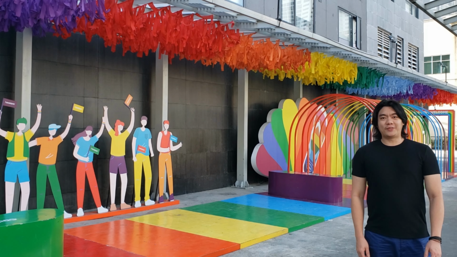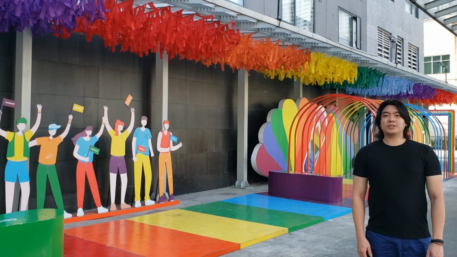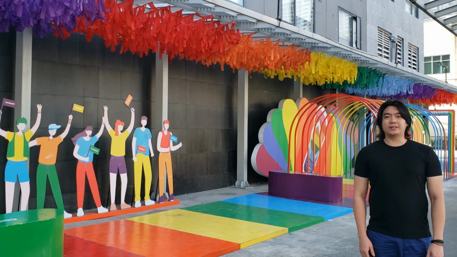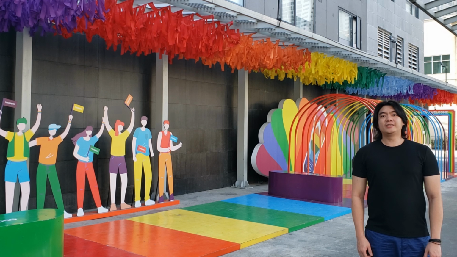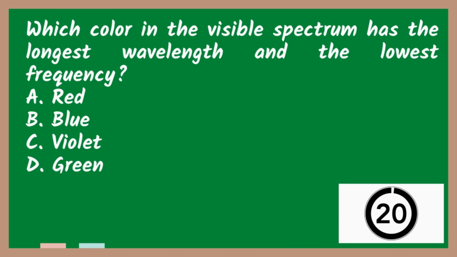Which color of the visible spectrum has the longest wavelength and the lowest frequency? A. Red, B. Blue, C. Violet, D. Green. The correct answer is letter A, red.